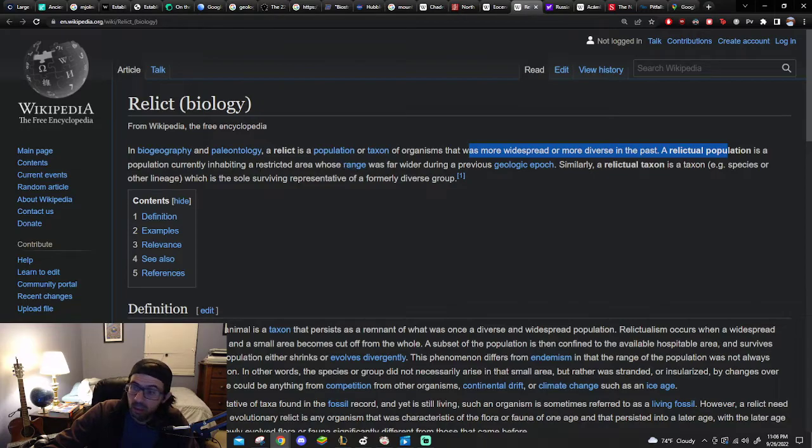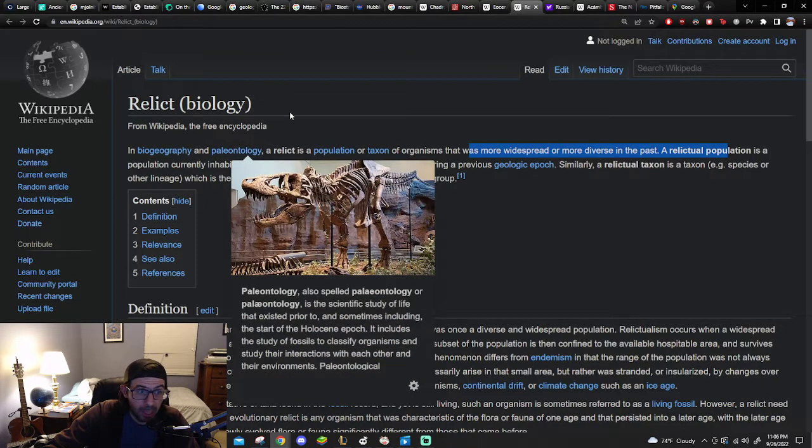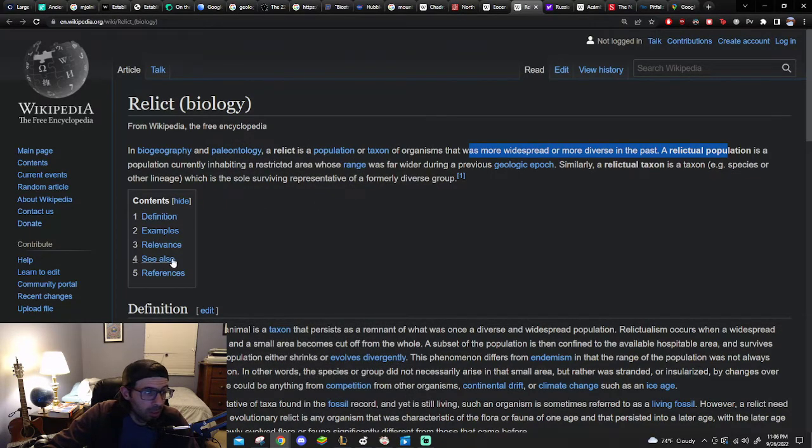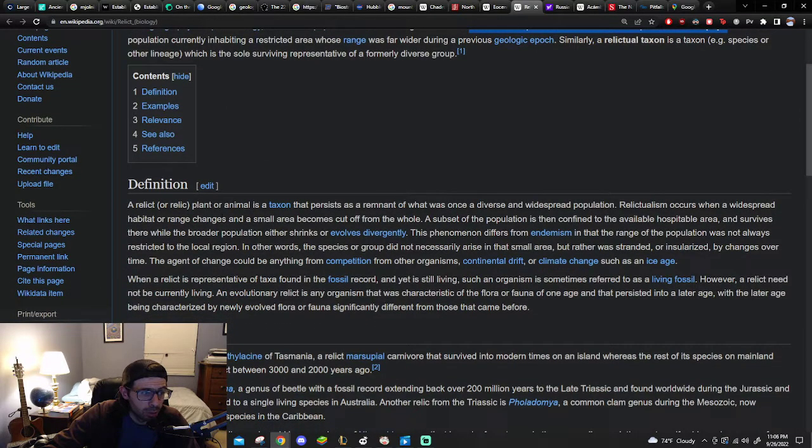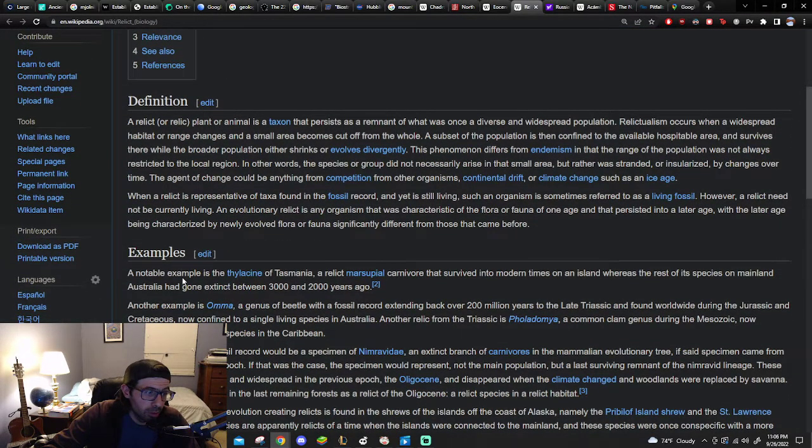Also, that territory maybe totally changed to a point where they just weren't able to reoccupy it, with new competition. Maybe that too, although I'm not sure what these examples are.